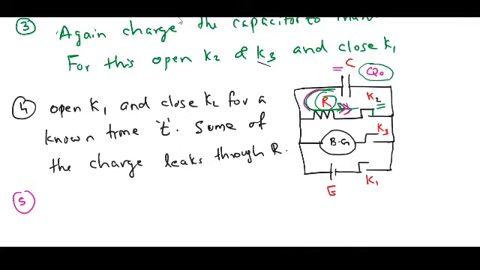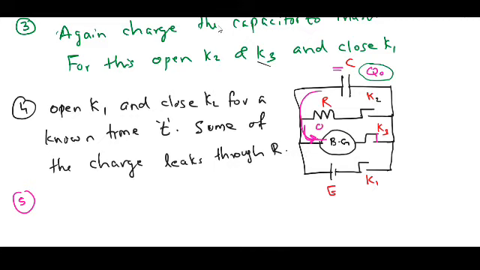Then we will allow the remaining charge to discharge through the ballistic galvanometer. For this, we have to open the key K2, therefore no charge flows through the resistor, and we have to close the key K3. Therefore, the remaining charge on the capacitor will discharge through the ballistic galvanometer.